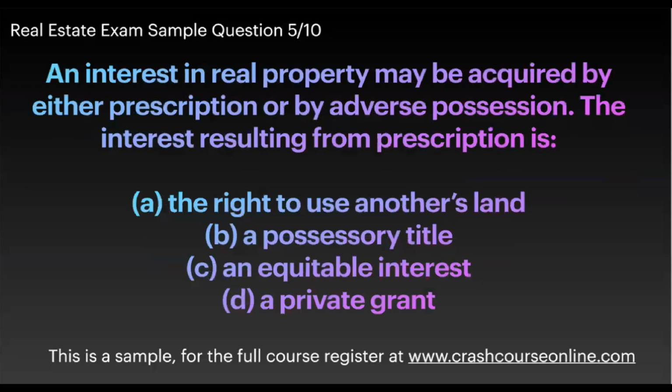Now, question 5 says an interest in real property may be acquired by either prescription or by adverse possession. The interest resulting from prescription is which of the following? This is an interesting question because both prescription and adverse possession are related concepts. We should know that. And they're both hostile in some way. Both prescription and adverse possession are hostile, meaning that you are taking the thing that you want, even though the person that owns the land currently doesn't want to give it to you.